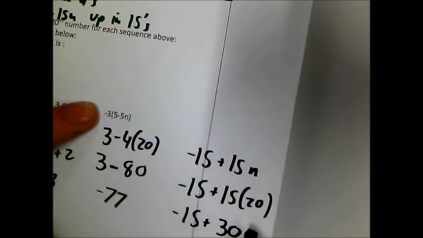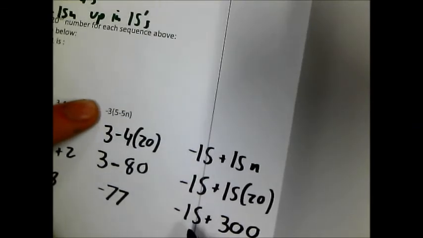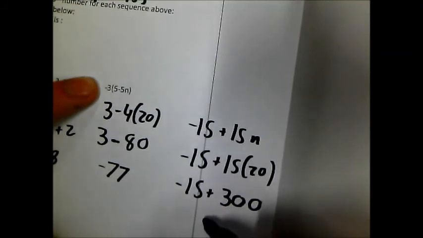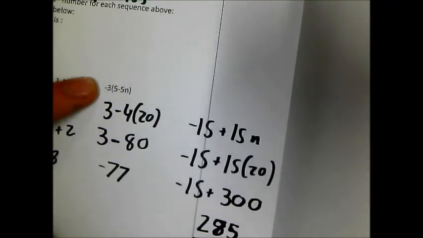So I'm going to start at 300 and go down by 15. So that is going to be positive 285, beg your pardon. And that is everything done.